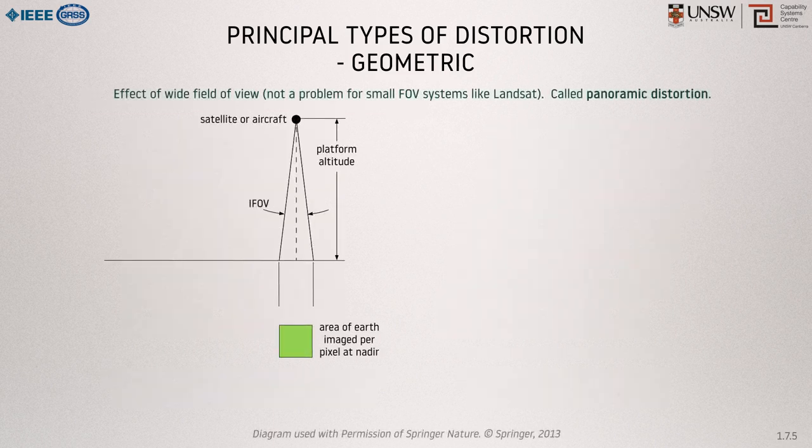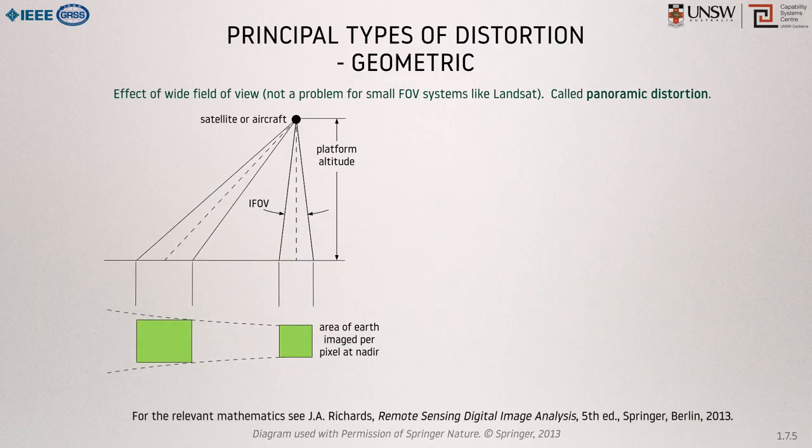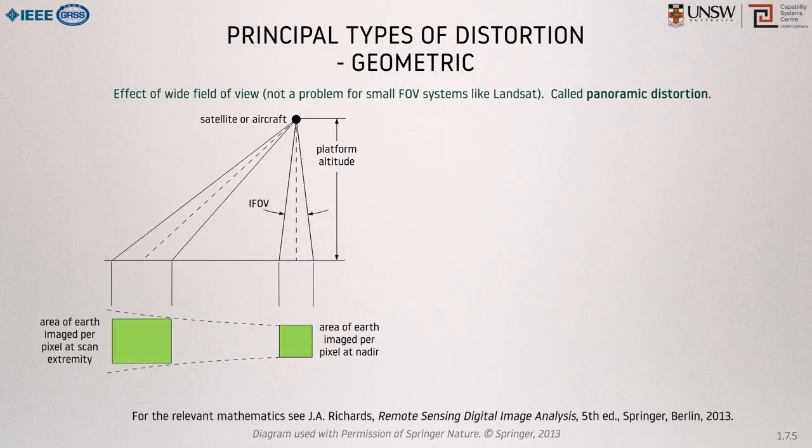We now consider a very unusual form of geometric distortion. It occurs when the scan of the sensor is very wide. In other words, it has a large FOV or field of view. The diagram on the left-hand side shows the relevant geometry. Notice that the area of Earth imaged at the swathed extremity is much larger than that at nadir, that is, directly under the sensor.